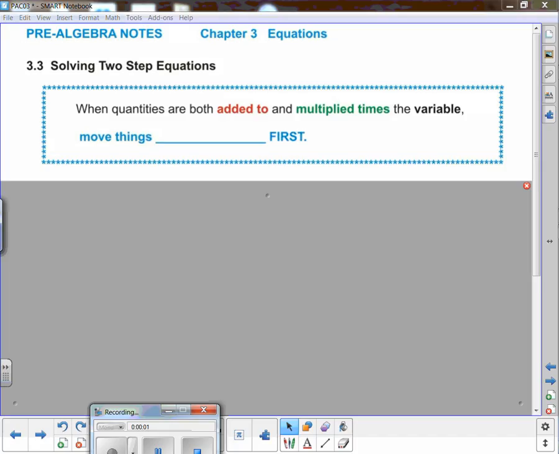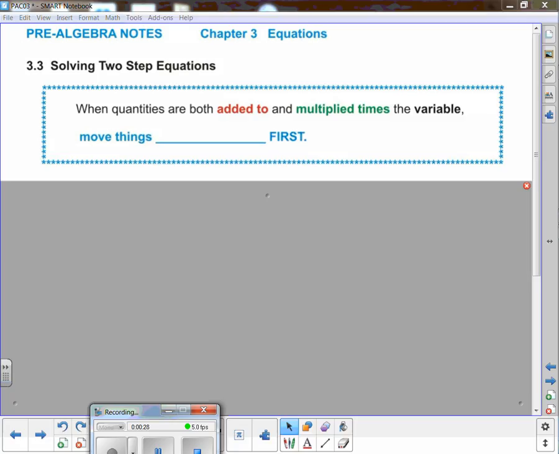Okay, so we have done equations where quantities are added to the variable, and we move them by adding their opposite to both sides. We have done equations where quantities are multiplied times the variable, and we move them by multiplying both sides by the reciprocal. Now, what do you do when you have quantities that are both added to and also multiplied times the variable?